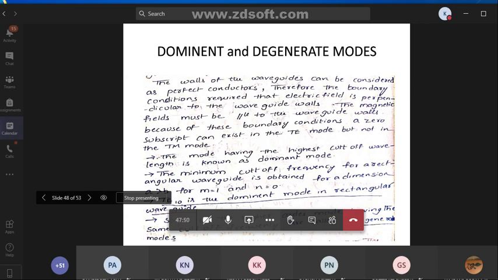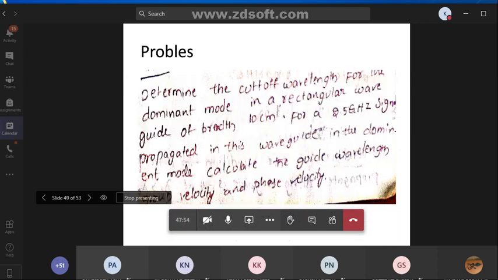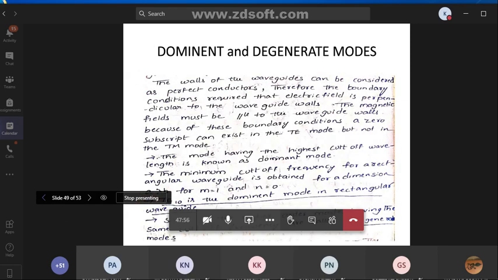What are degenerate modes? In this, the modes are having the same cutoff frequency. If the cutoff frequency is the same for different modes, those modes are called degenerate modes.